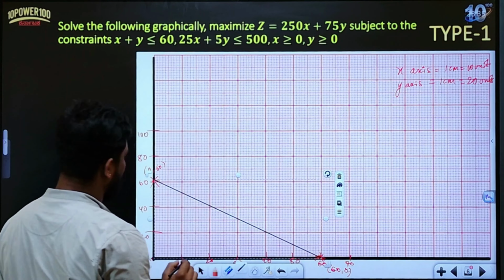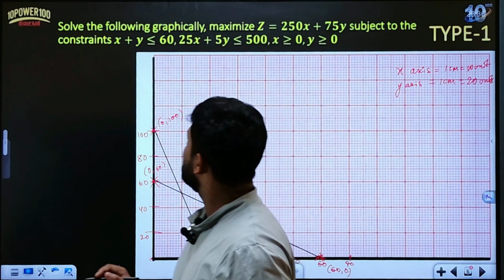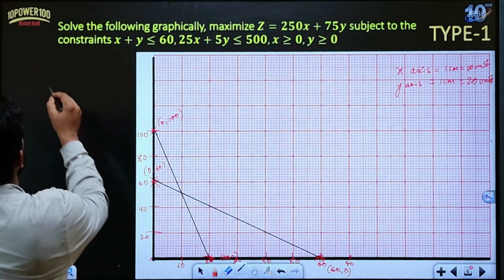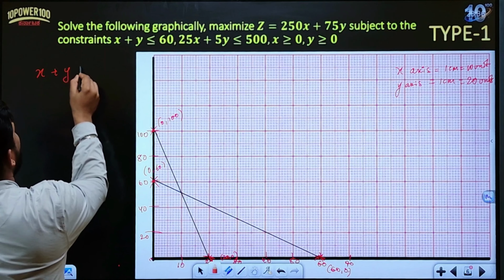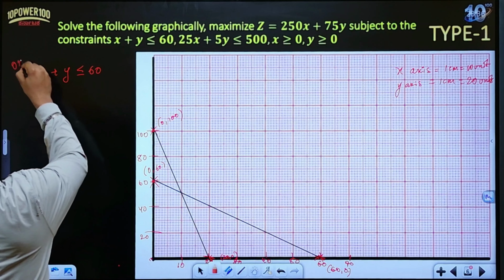Now we have to do the origin test. Okay, origin test is very simple. The inequalities here, they have given already, right? So let's take the first one: x plus y less than or equal to 60. Now we'll write the origin test.